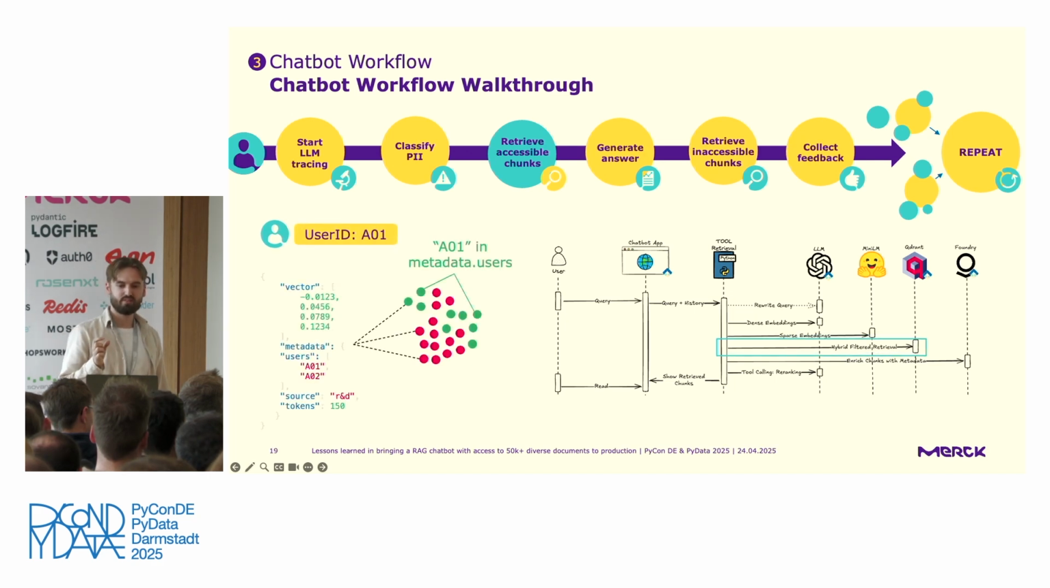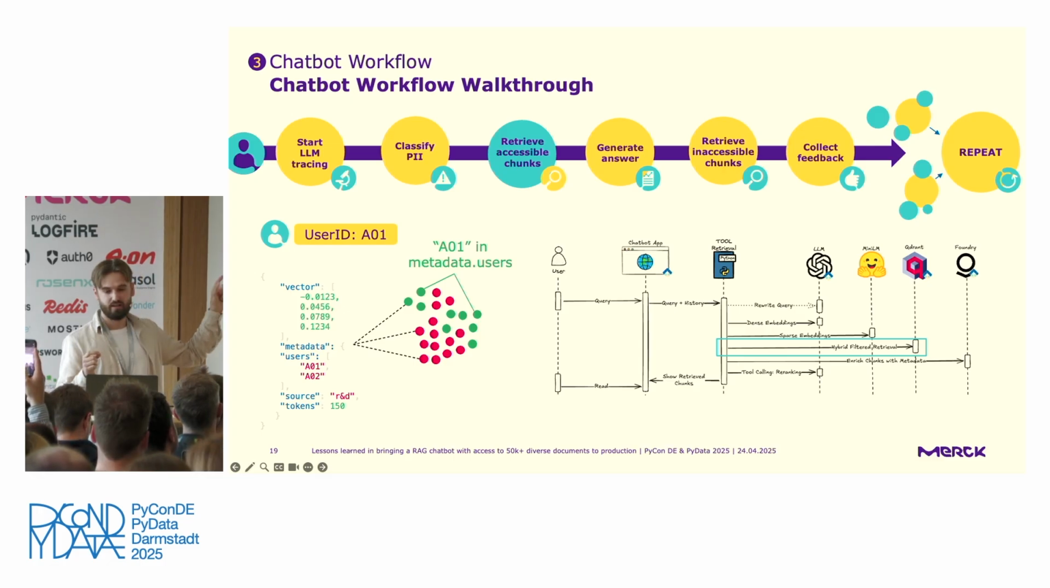Now, the next step is the similarity search with the embeddings. As you can see in this example, each chunk contains not just the vector embeddings, but also metadata about, for example, user permissions. So when user A01 submits a query, our system automatically applies a metadata filter that matches their ID against the users field in each chunk's metadata.